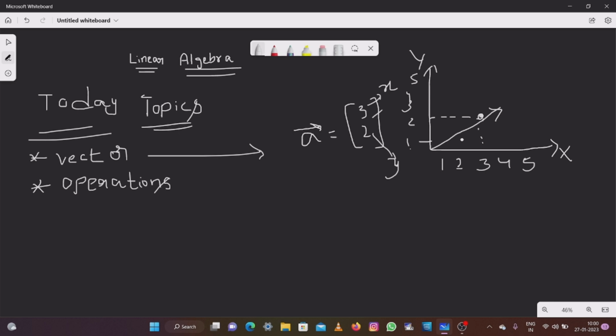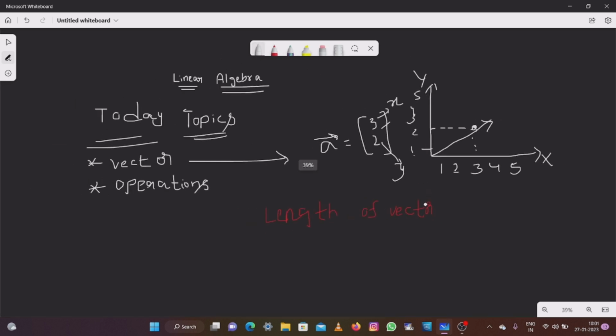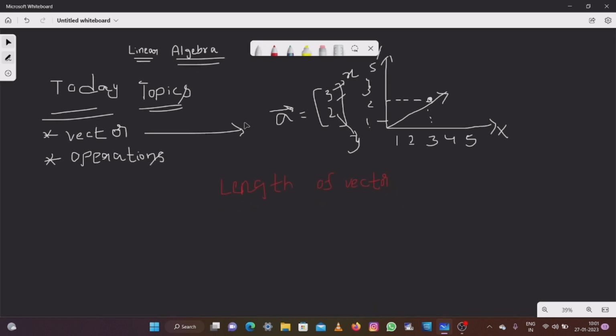And there is one more thing: how can we find the length of a vector? This is one of the important topics, how to find the length of a vector. So this is another topic. Let's discuss how to find the length of it.